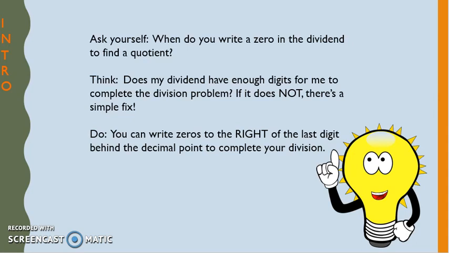So we're going to think to ourselves, does my dividend have enough digits? Okay, that's your key word there for me to complete the division problem. If you do not have enough digits in your original dividend to complete the division problem, then there's an easy fix. What you're going to do is write zeros to the right of the last digit behind the decimal point in order to complete your division. And that's what we're going to be working on today.